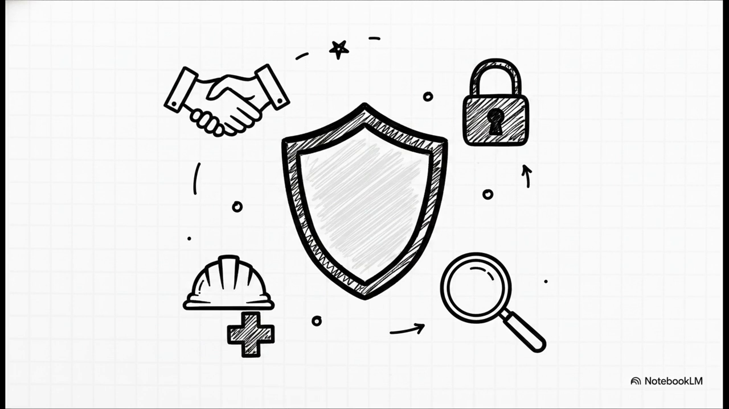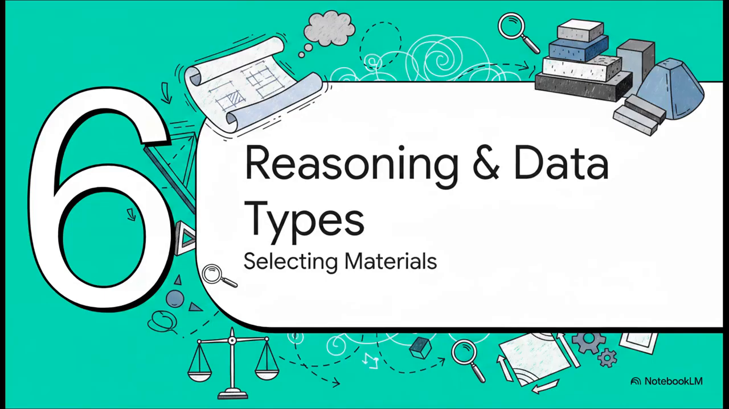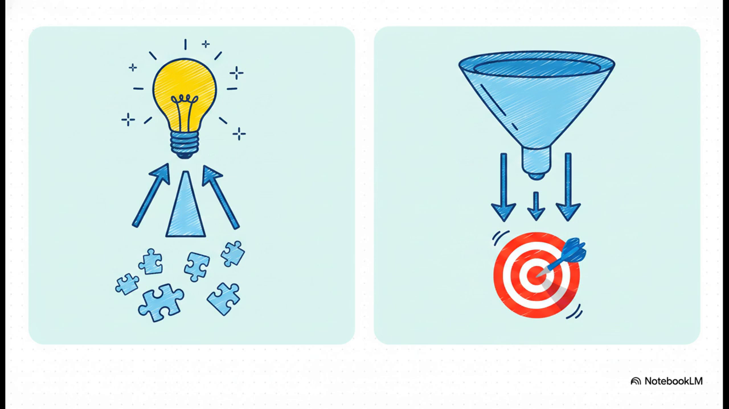You have to operate with total, uncompromising transparency, absolutely no falsifying data to get the result you want. Whether it's responsible guidelines for animal testing or the honest dissemination of your findings, ethics ensure that our pursuit of knowledge never, ever comes at the expense of our humanity. Section 6. Reasoning and data types. Selecting the right materials. Let's move on and see how this all builds together.